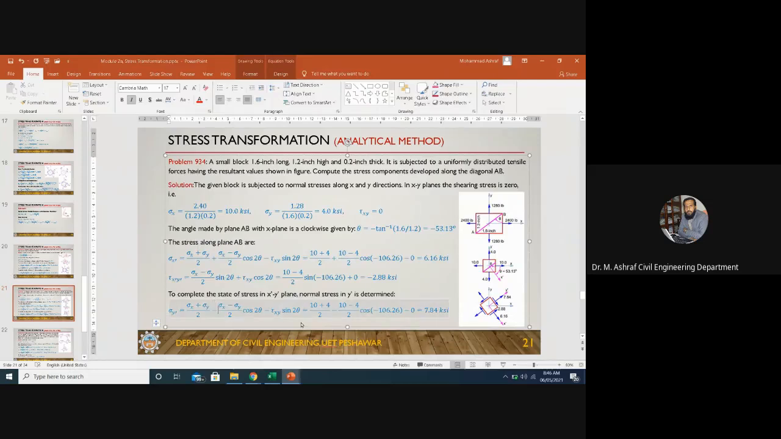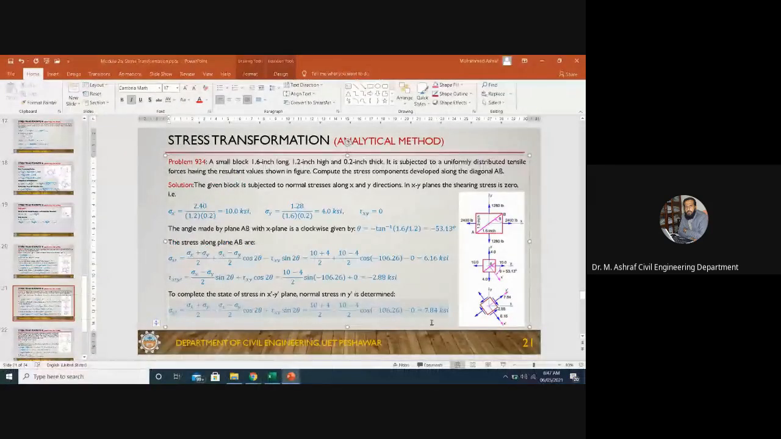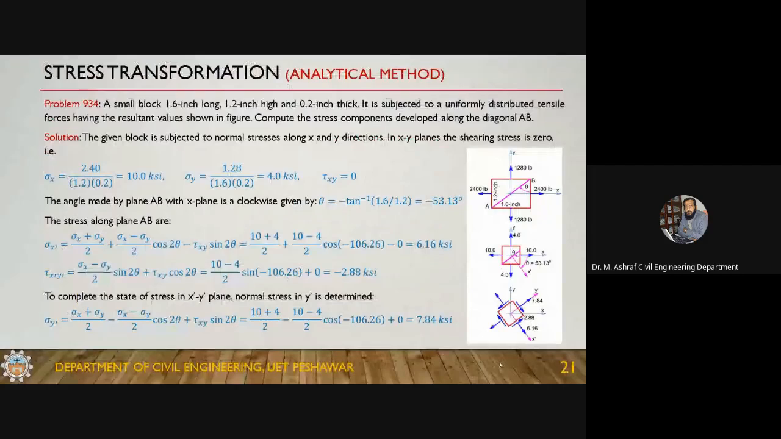minus. It should be plus. Okay, so here it is, minus and plus. It should be just distance. This is 0, it will not make a difference, but it should have the proper sign. So it will result in 7.84 ksi tensile stress in the y direction.